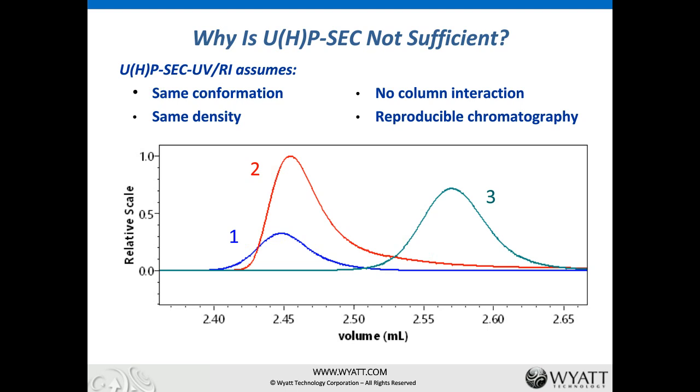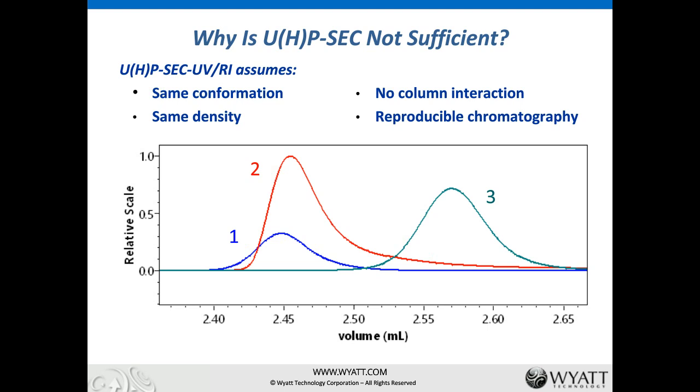Let's take a closer look at the chromatograms of these three proteins. According to their elution order, we would think protein 1 has a slightly higher molecular weight than protein 2. And protein 3 must have a lower molecular weight than the other two proteins.